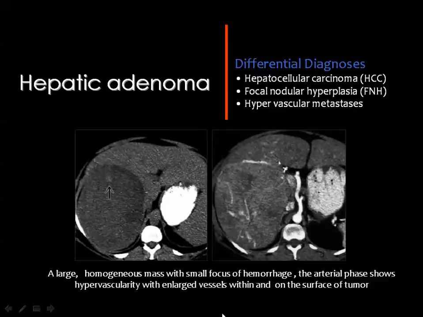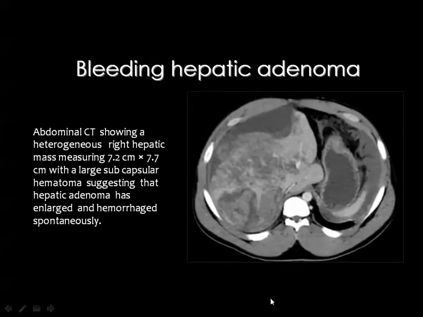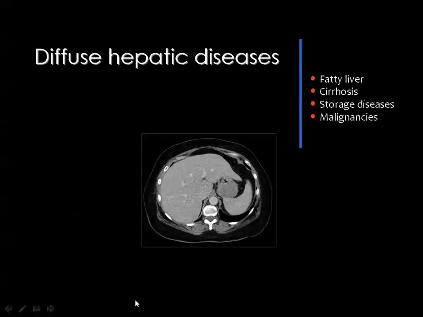And being a hypervascular lesion, you should be cautious whenever you are attempting a guided biopsy from these lesions to confirm the diagnosis. And this is an example of a bleeding hepatic adenoma without being touched by needle biopsy. Being a vascular lesion, it may leak, it may bleed into the adjacent peritoneal cavity.